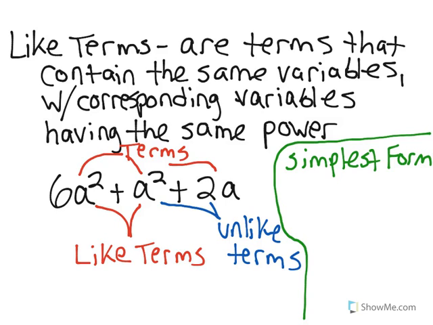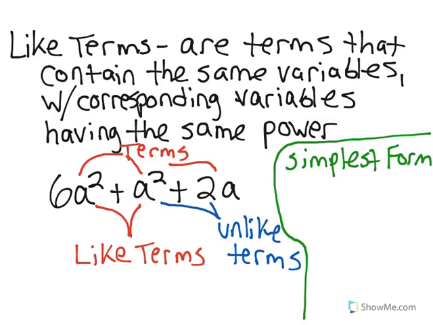So before we go into these next examples where we talk about using the distributive property and then combining like terms, let's first take a vocabulary moment. Let's make sure we know what like terms are. Like terms are terms that contain the same variables with the corresponding variables having the same power. Now, speaking of which, a term is a number, a variable, or a product or quotient of numbers and variables.